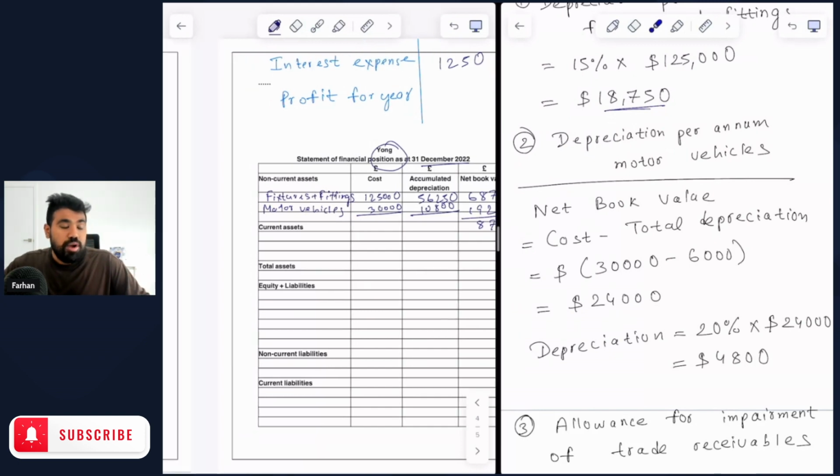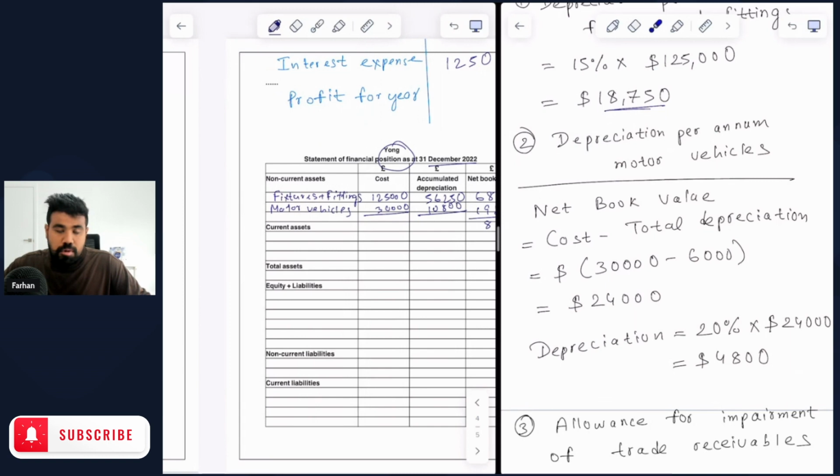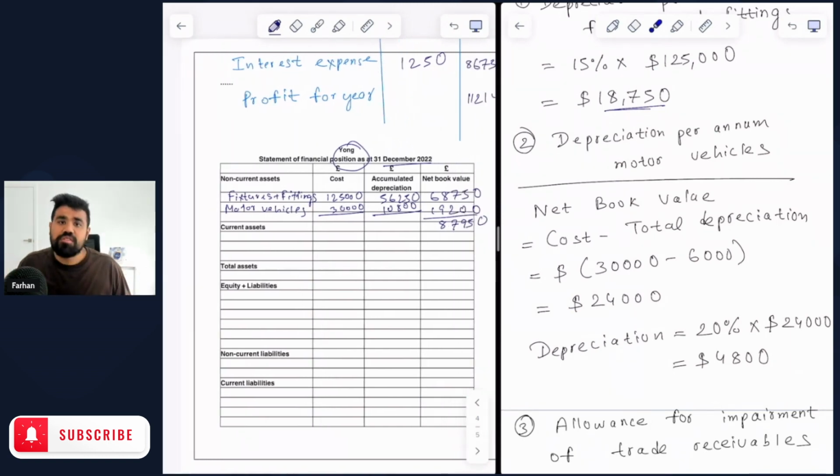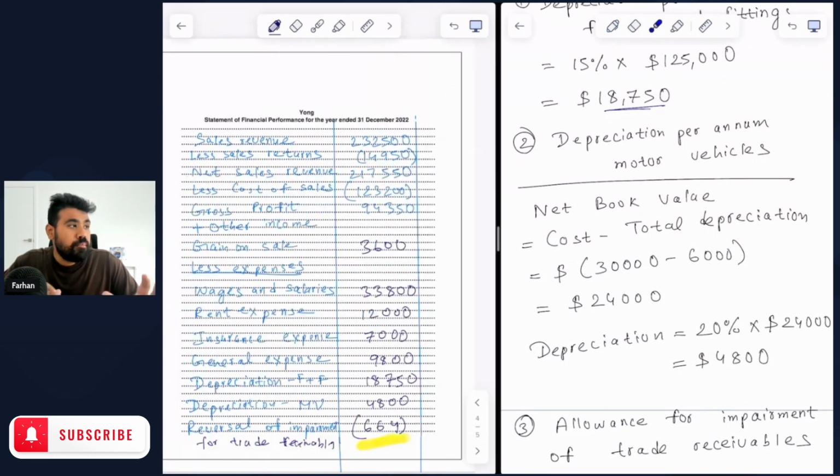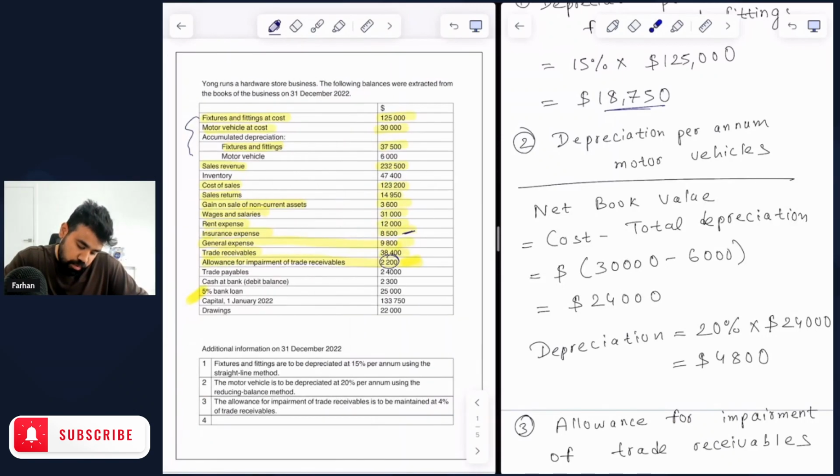What else do we have? You could think of prepaid insurance of 1,500, which we have paid but haven't consumed the benefits of yet; we'll be consuming them in the next financial year. Also, you could think about cash or any funds in the bank account, stuff like that. So let's go to the balances that we are given. I'll just highlight everything that we have utilized. As you can see, we have already taken care of a lot of the information.